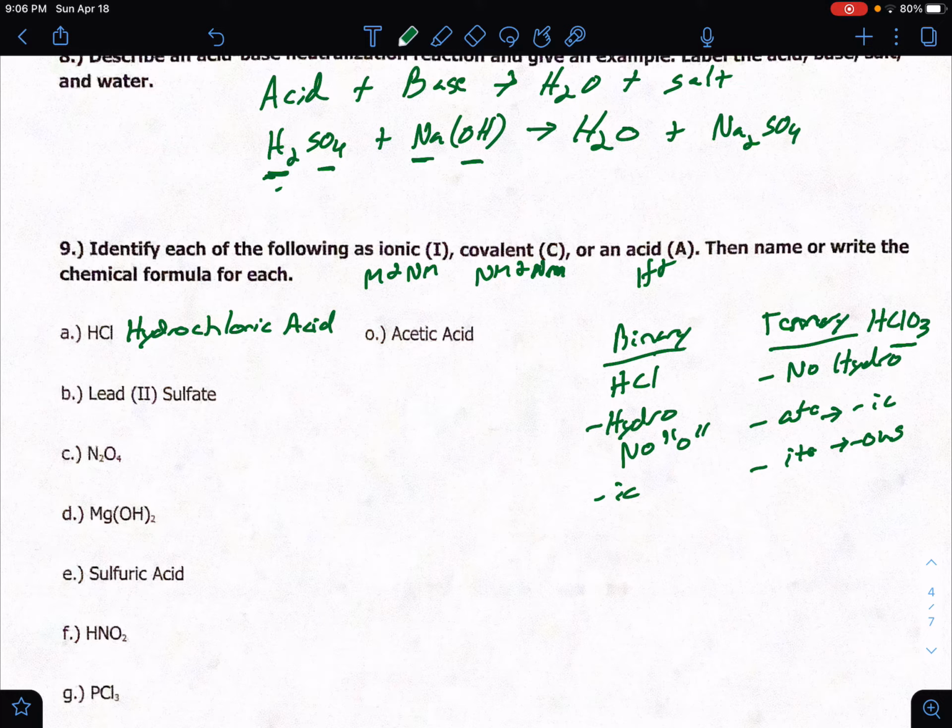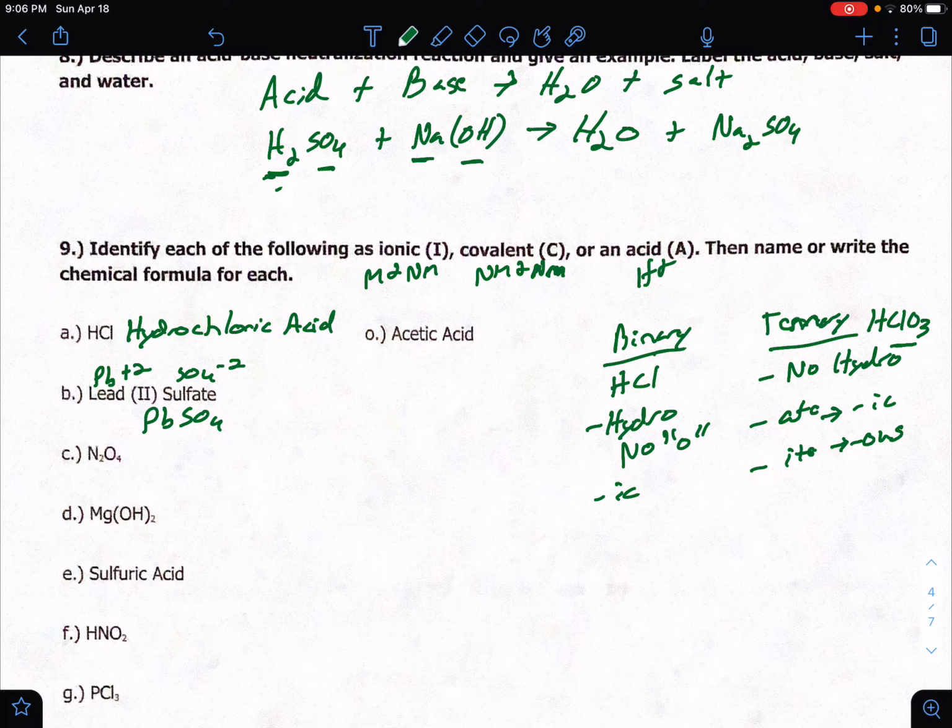B, lead 2 sulfate. So lead 2, this tells me the charge of lead. So if you need to do this, you can write up top Pb with a +2. Sulfate is SO4 with a -2. So if these numbers match, just put them together. So this would just be PbSO4.